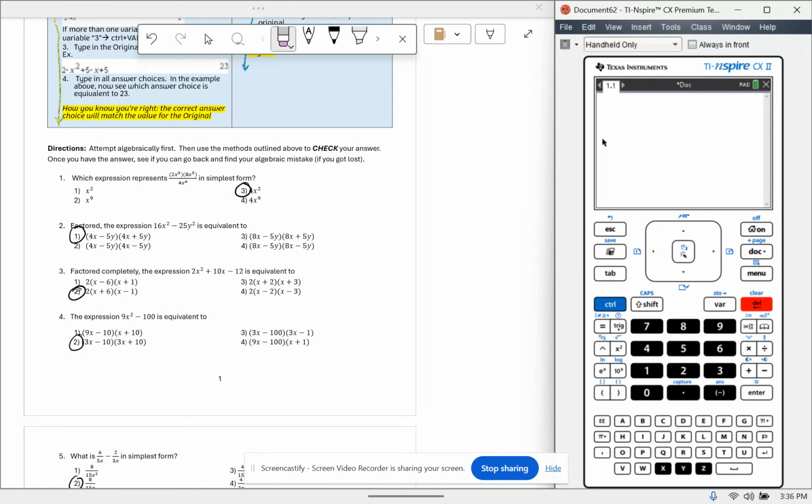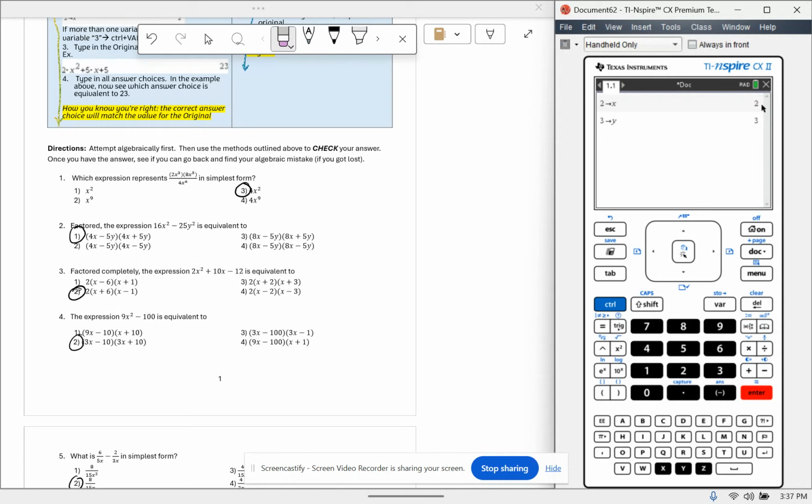Oh wait, hold on. First, we're going to store a variable. Let's store 2 for x. You would hit 2, control, var, x. When the 2 pops up over here, that says the 2 is stored for x. I'm going to do the same thing with a y, and I'll just store 3 for y. Now I'm all set up for the next couple of problems.